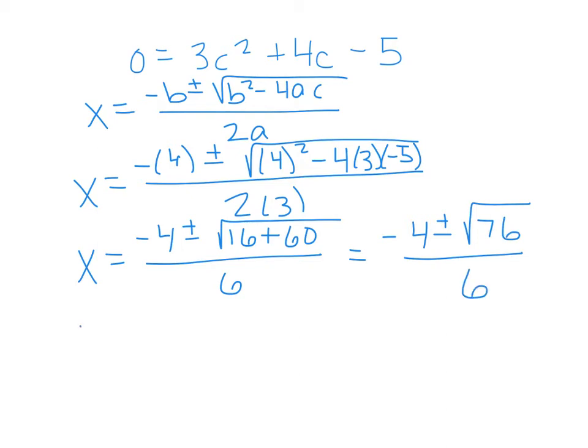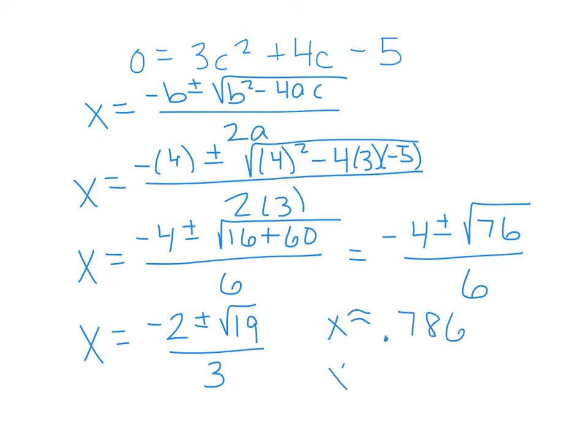Okay, so simplifying, and I'm going to skip a couple of steps here. That factors to negative 4 plus or minus the square root of 76, which breaks down to 4 times 19, so I can pull out a 2, and then I pull out a GCF. So this turned into negative 2 plus or minus the square root of 19 over 3. And that gives me 2 approximate answers when I go to my calculator. If I do negative 2 plus radical 19 and divide by 3, I get approximately 0.786. If I do negative 2 minus radical 19 over 3, I get approximately negative 2.11.